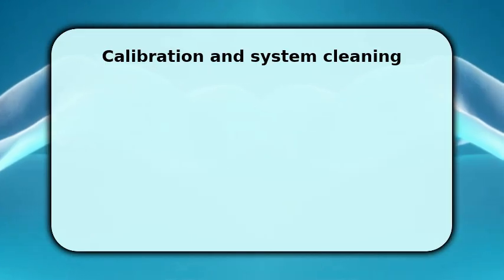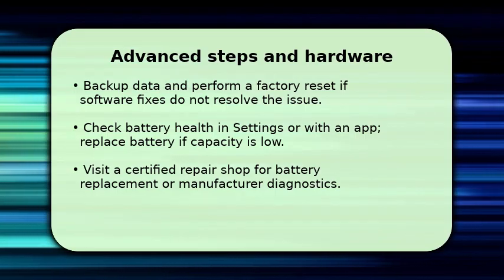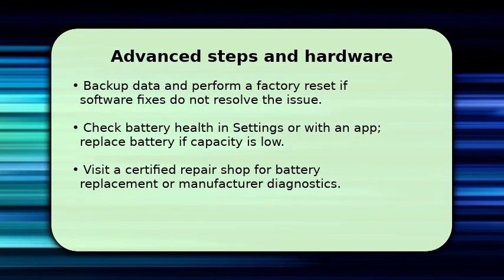If software troubleshooting fails, back up your data and perform a factory reset to restore defaults. Factory reset removes system corruption that can make the percentage stick and often resolves deep software issues. After reset, set up the phone and observe the battery percentage behavior before reinstalling all apps.